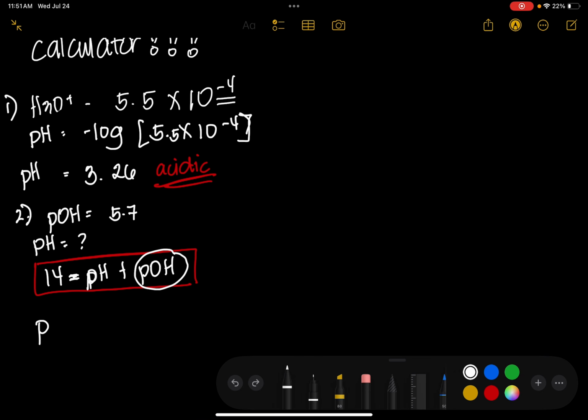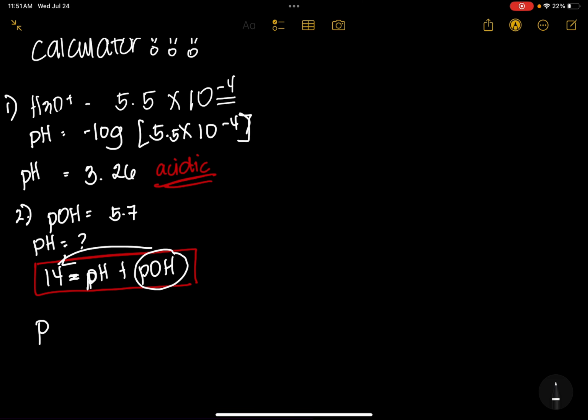So, pOH is transferred over here. Instead of positive, it becomes negative. So, pH is equivalent to 14 minus 5.7.